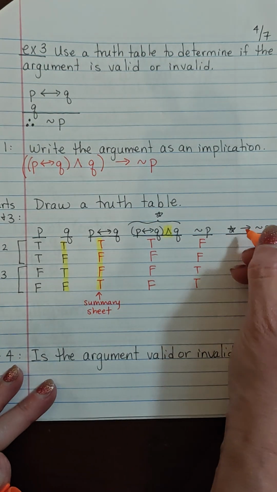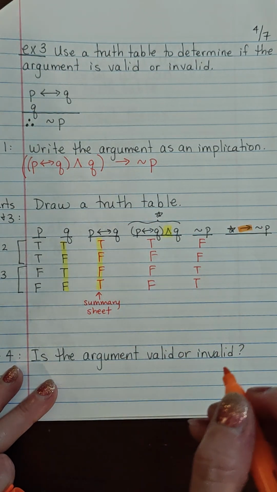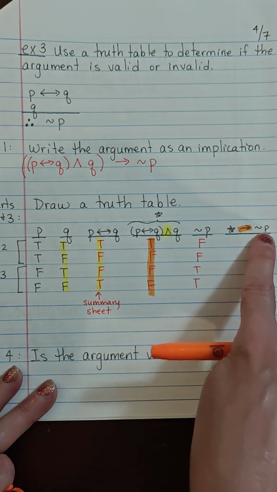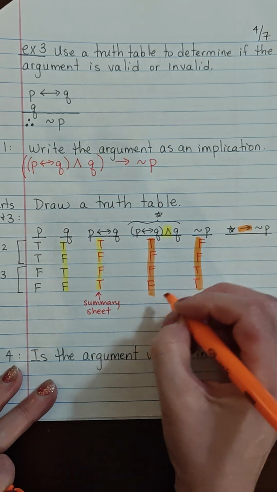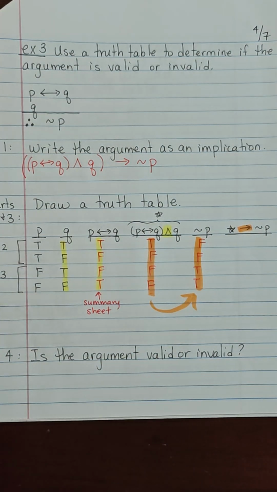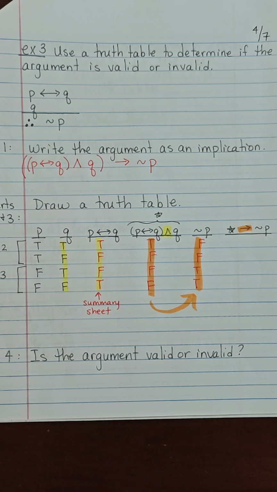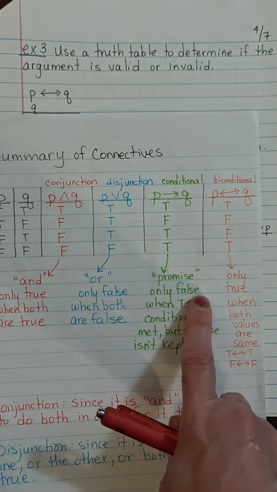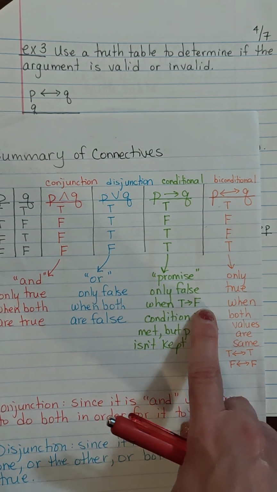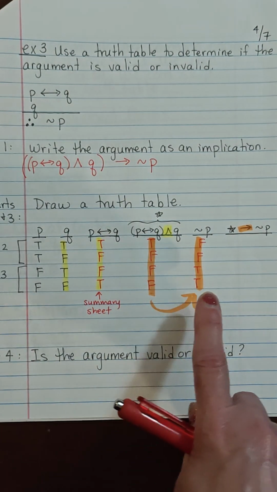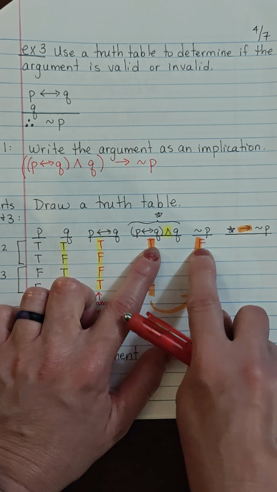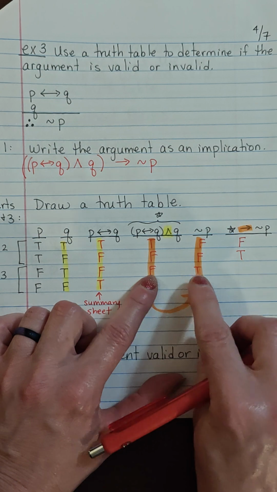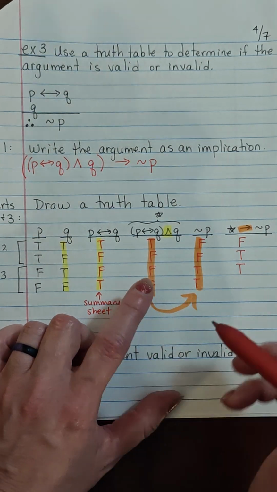And then lastly, we have my implication that's going from star, this mess, to not P. And it is directional. The conditional is the promise. It is only false when you go from true to false. I'm going from left to right. True to false, that's when it's false. False to false is okay. False to true is okay.